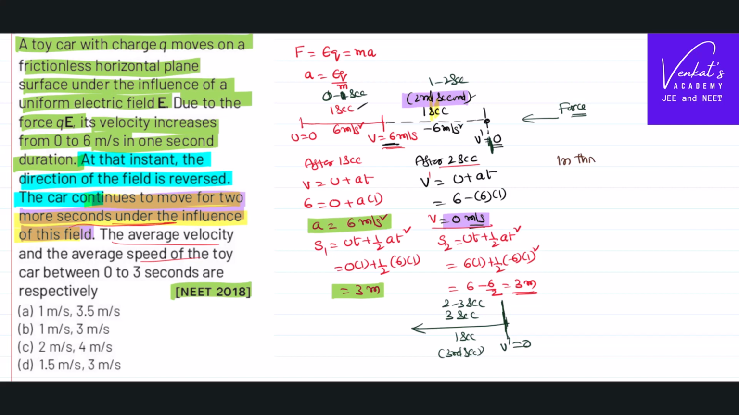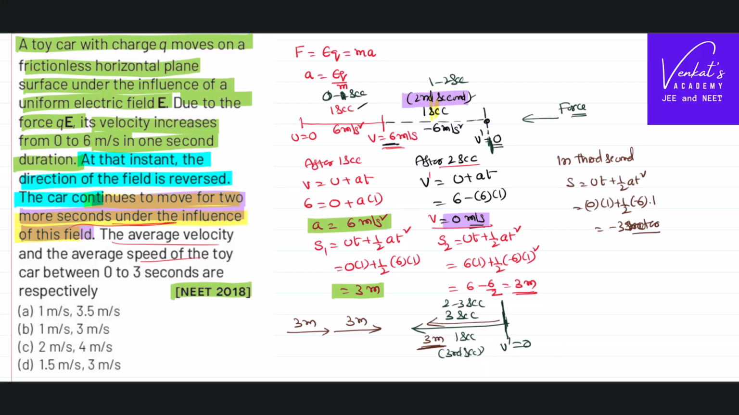In the third second, S is equal to again ut plus half at square. S is 0 into t, which is 1, plus half a, which is minus 6, into t square, which is 1 square, that is minus 3 meters, which tells you that in the first second it moves 3 meters forward. In the second second, it moves 3 meters forward. But in the third second, it moves 3 meters backward. Be careful about it.